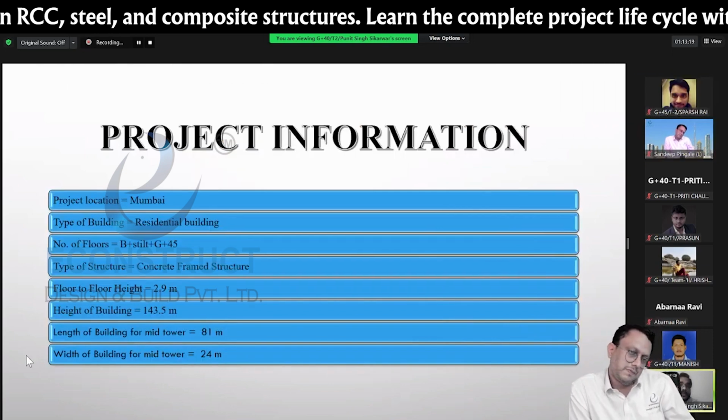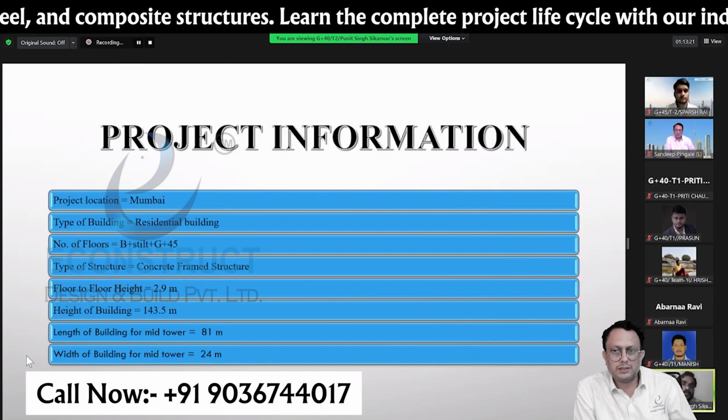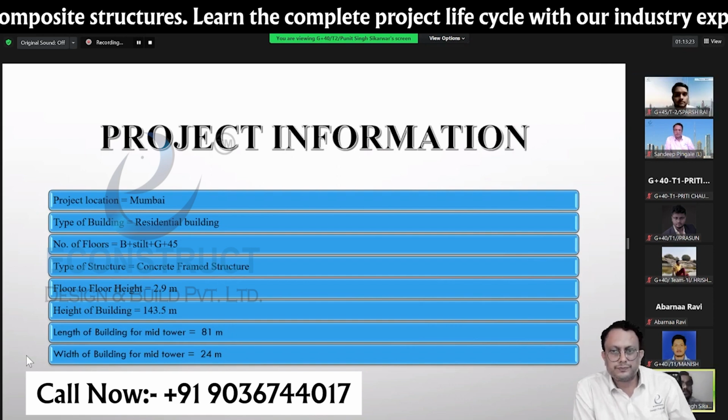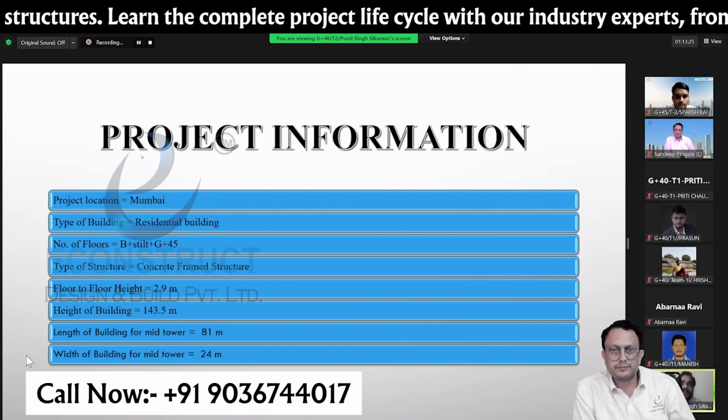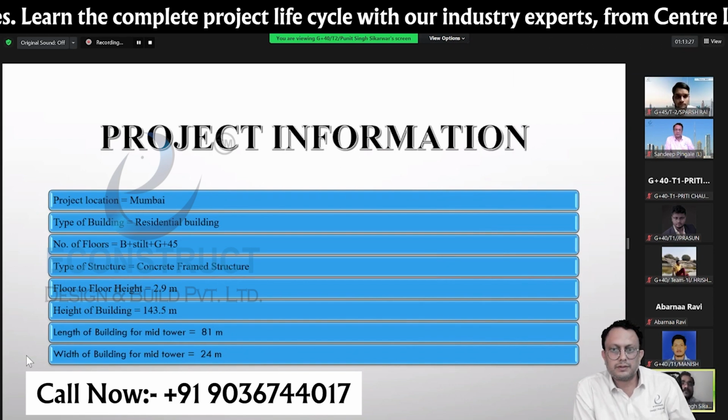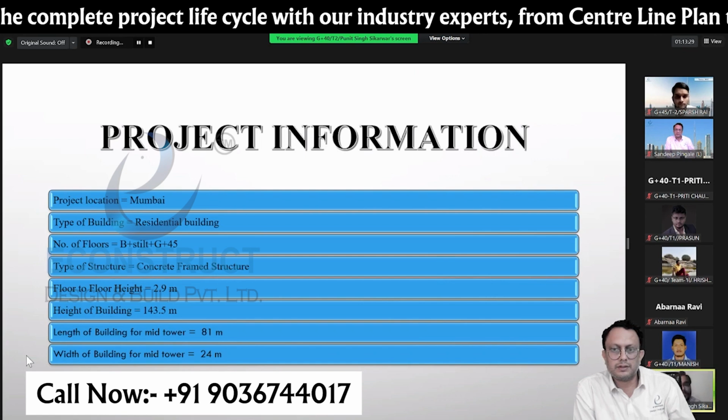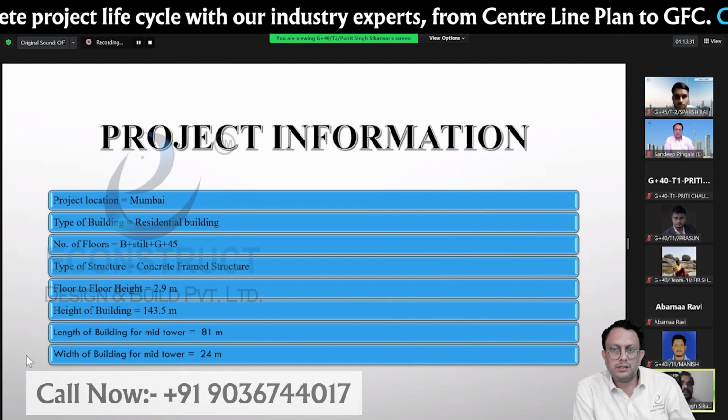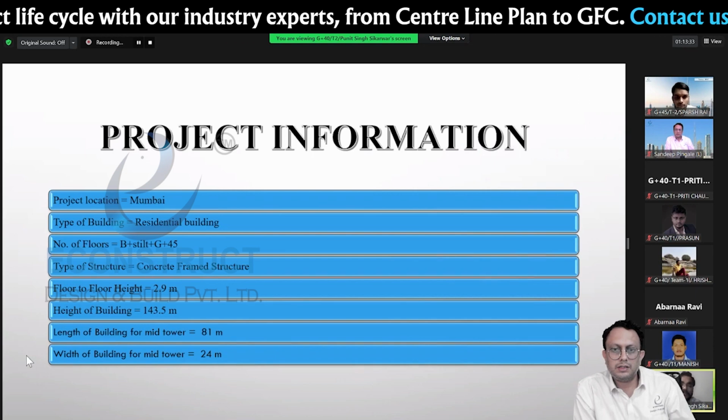This project is located at Bombay. It is a residential building. It consists of basement, upstairs, and ground plus 45 floors. Floor to floor height is 2.9 meters. The total height is 143.5 meters.